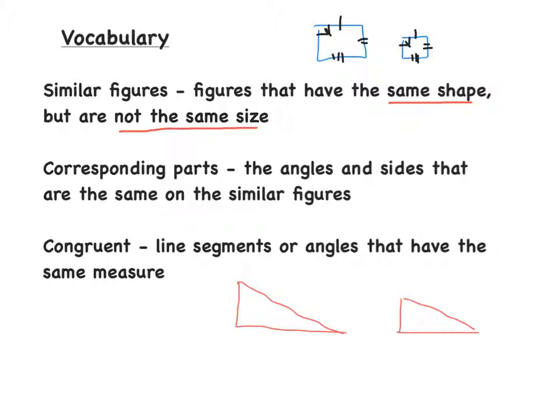Now, congruent, you might have heard of the term before. That's where the line segments or angles have the same measure. So in this example of these 2 triangles, just hand-drawn triangles, these are congruent because these sides are the same and the angles are the same. Thus, these figures are congruent.